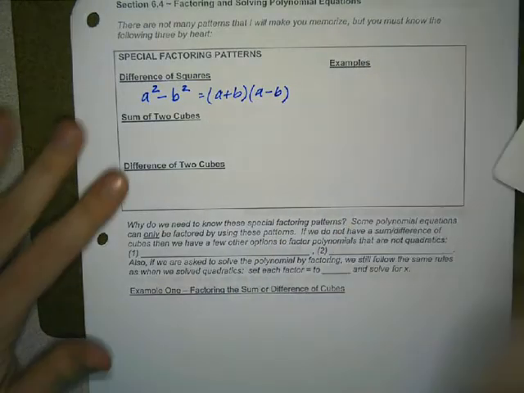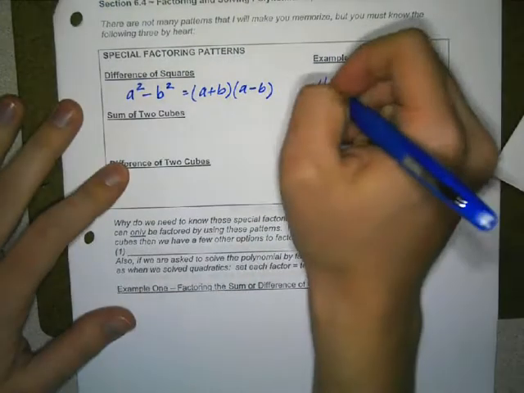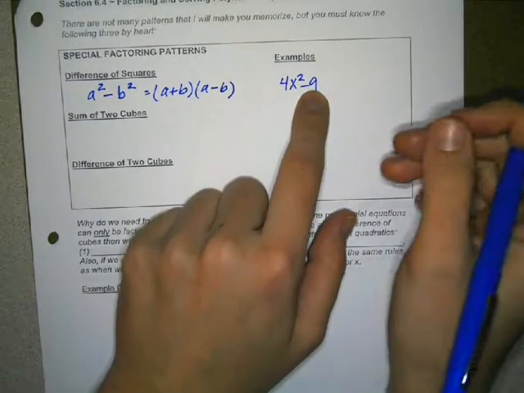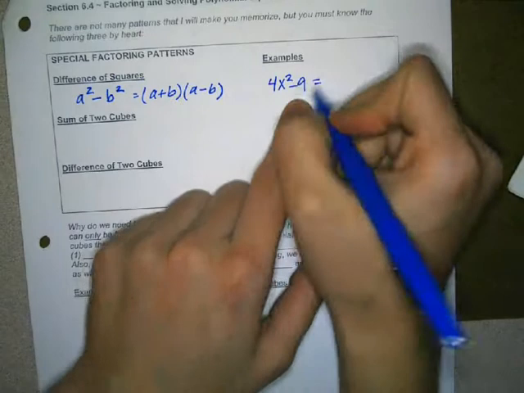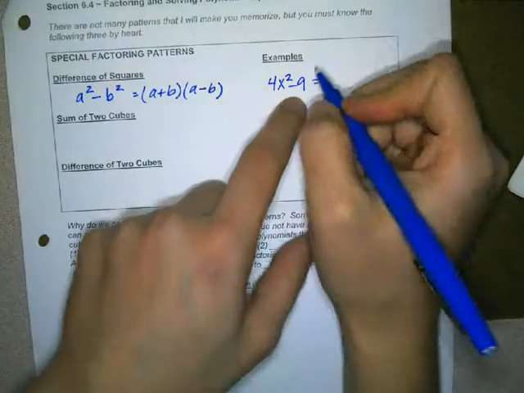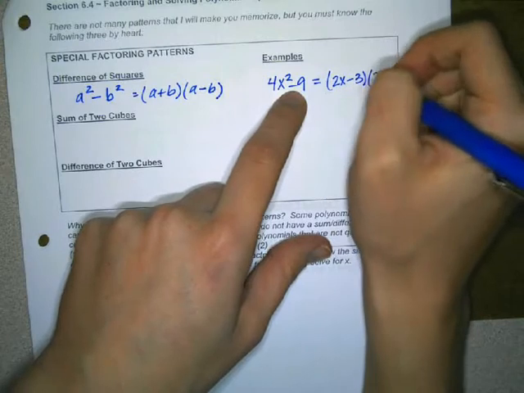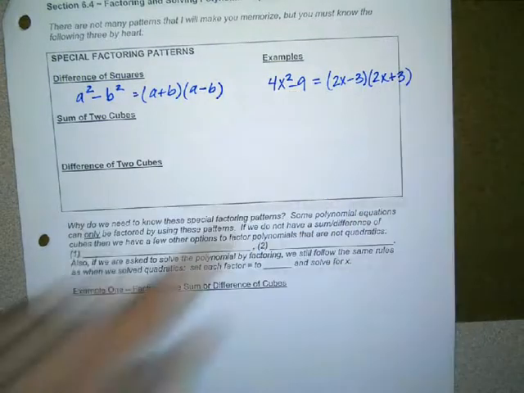An example of this would be 4x squared minus 9. You can take the square root of 4x squared. You can take the square root of 9. You're subtracting, so it fits the difference of two squares. So you're going to get 2x minus 3 times 2x plus 3.